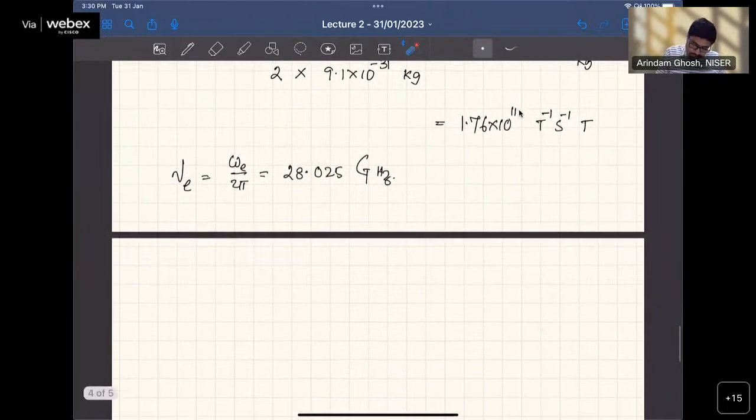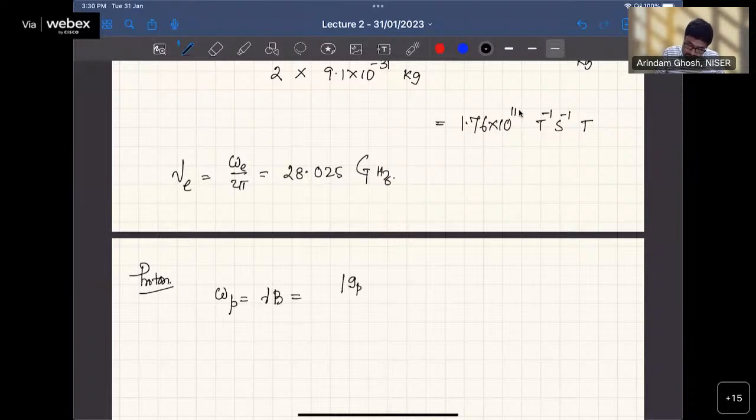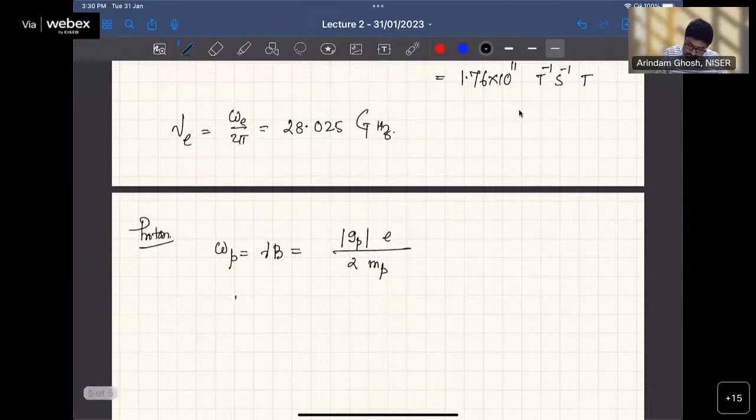So let's now do it for a proton. So omega p is going to be gamma times B again, but then gamma is going to be g of p times e, over 2 times m p. Now that will change, and therefore we can find this out. So g of p is 5.58, the g factor of the proton, which I have already told you before. So basically we can write it this way: g p multiplied by mu n over h cross, and then B.